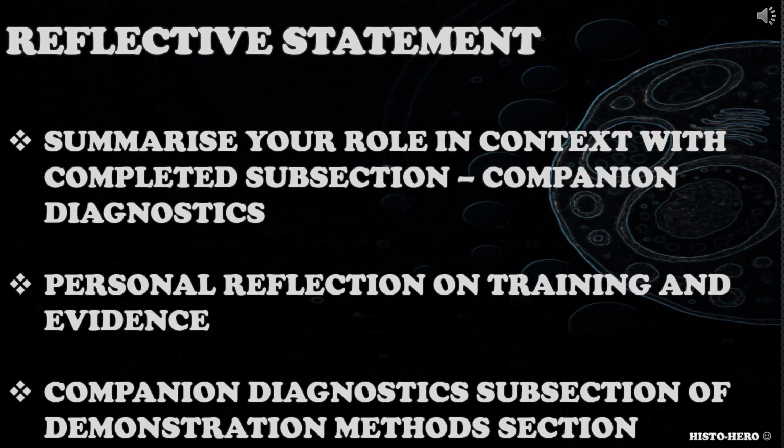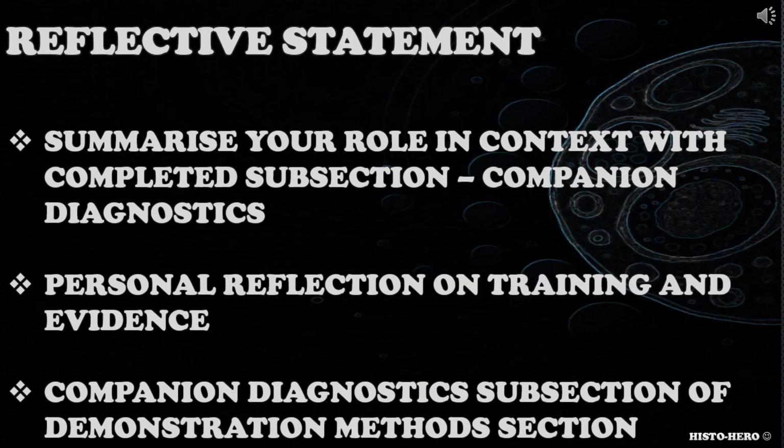Each section also contains a reflective statement, which asks the candidate to summarize their role in the lab in the context of each section. When they complete all the subsections within each section, they will be required to write a reflective statement. They also need to write a personal reflection on their training and why they chose their evidence. To prepare for that, ask them to write a smaller reflective statement for each subsection.